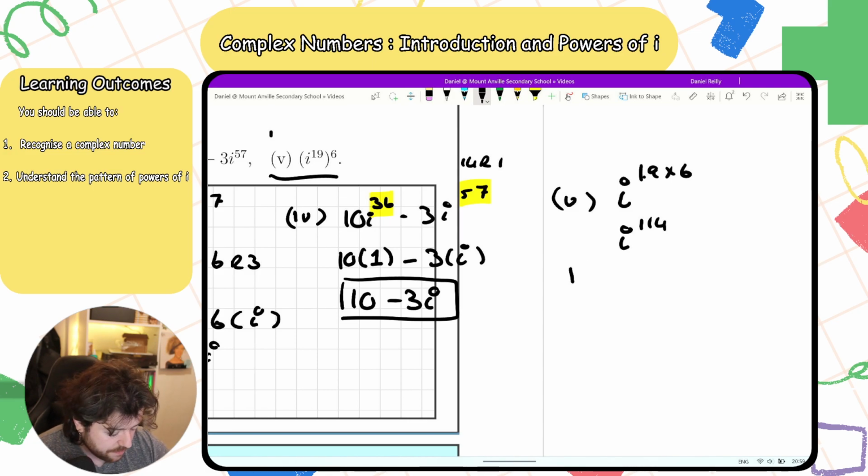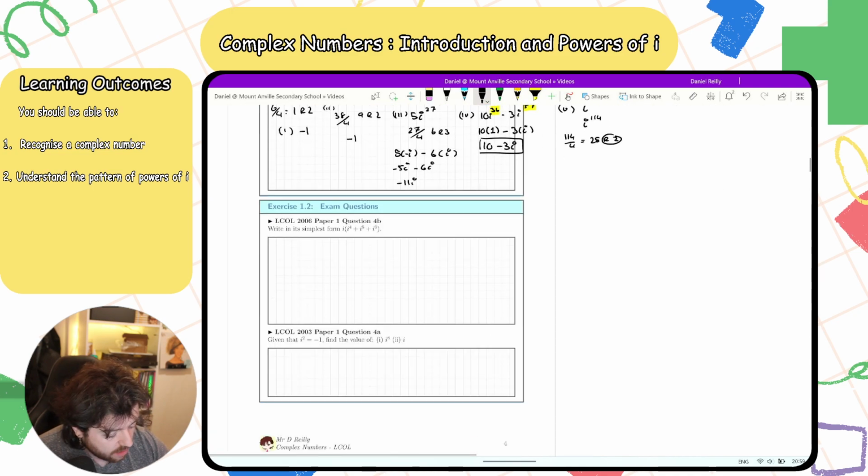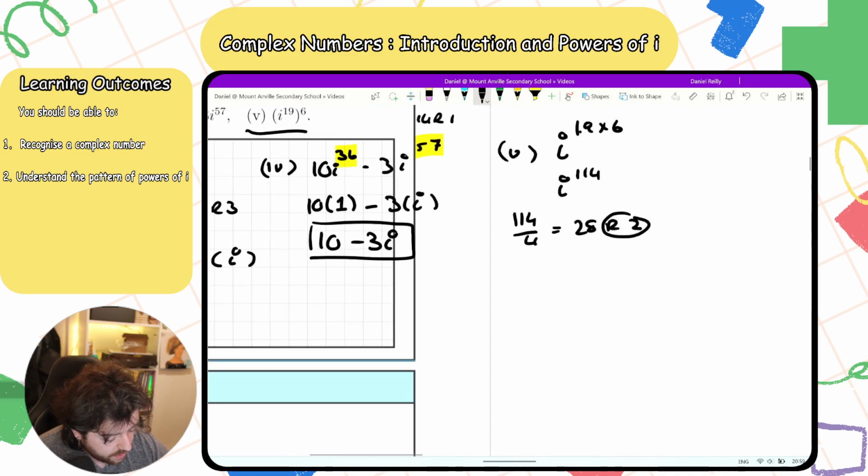Divide that by 4. I'm going to get 28 remainder 2. I have a remainder 2 here. And again, you go to your little table here. And that goes to minus 1. So this whole thing will develop down to minus 1.